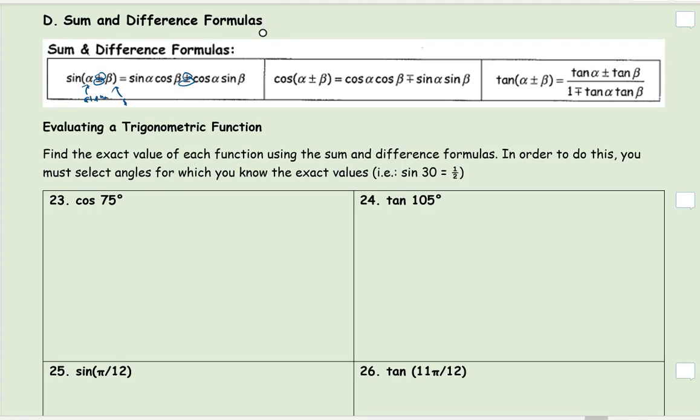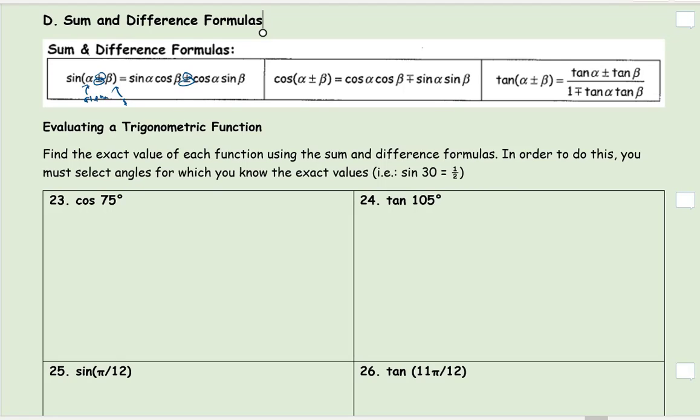Now, tangent's kind of a doozy on this one. We have tangent of alpha plus or minus beta. We'll have tangent of alpha plus or minus tangent of beta divided by 1 minus or plus tangent of alpha tangent of beta. Now, this all seems really crazy, but I promise you once we do a couple examples, you'll start to get the hang of it.